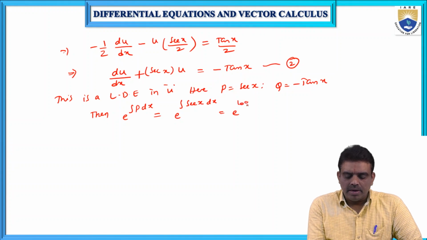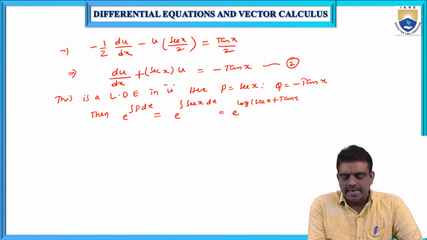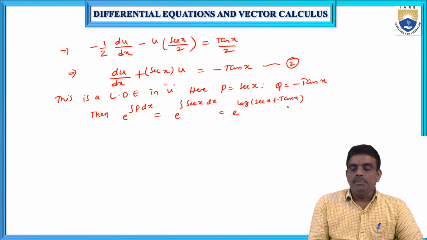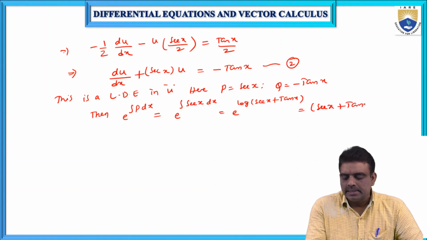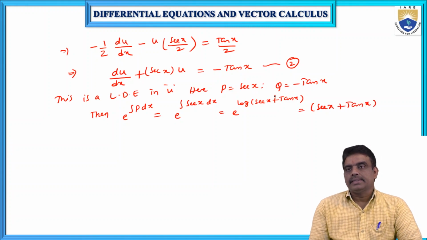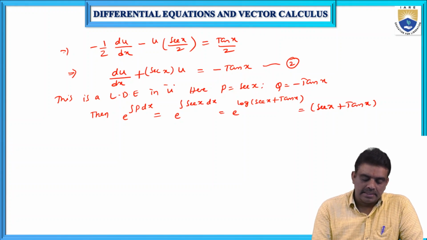That is e power log of secant x plus tan x, since the integral of secant x is log of secant x plus tan x. So e power log secant x plus tan x will give you secant x plus tan x.